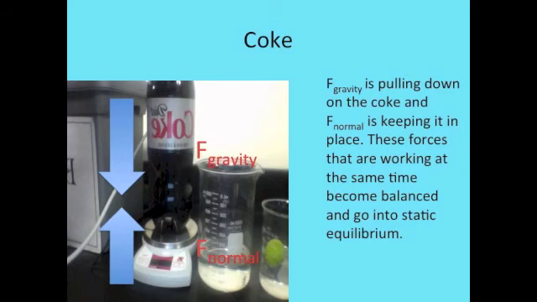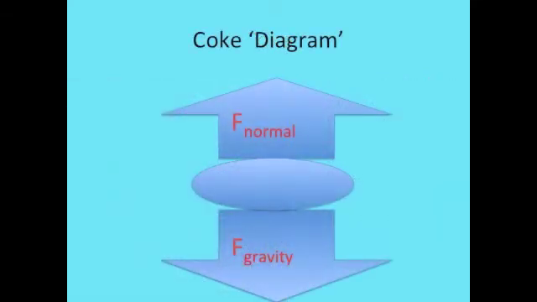Coke. The gravity is pulling down on the Coke, and the normal force is the table again, which is holding the Coke in place and making them in static equilibrium. Gravity is pulling down and normal force is pushing up, and the pushing up and the gravity pulling down are equal, and so it's static equilibrium.